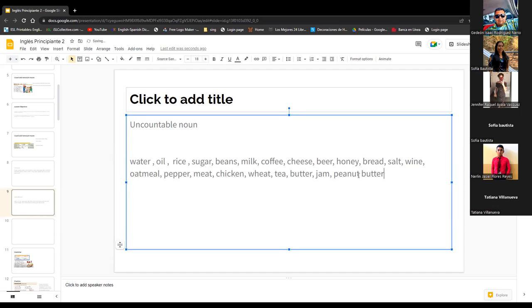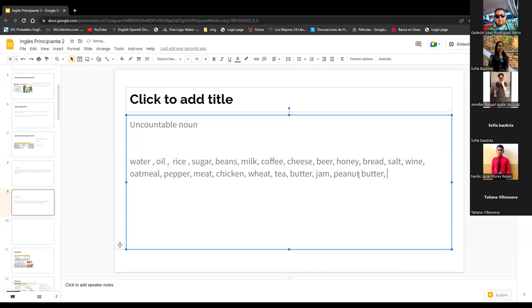Grape. Uva? Sí. Yes. Can we count grapes? ¿Podemos contar uvas? Yes, right. Las 12 uvas, right? Yes, we can count grapes. Son countable. Okay, perfect. I guess that's it, right? Do you have any other uncountable noun?